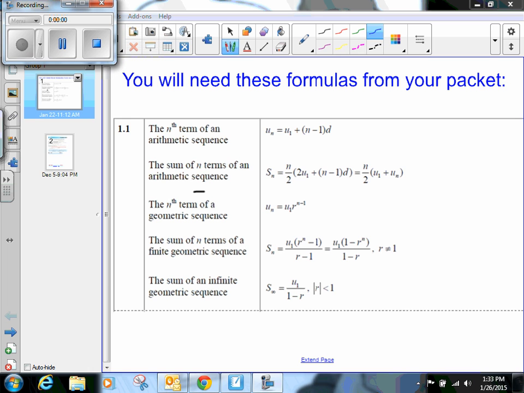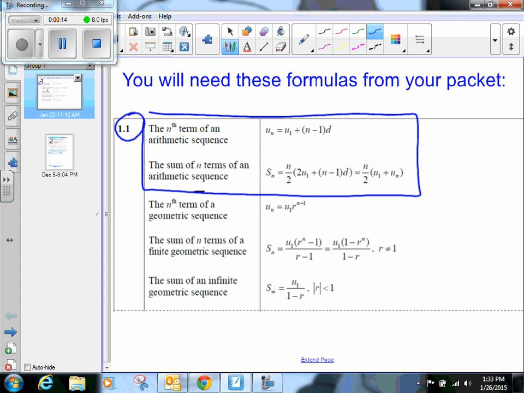So now we're going to move on to section F of arithmetic series. With the arithmetic series, we have two different formulas in our formula packet under the 1.1. With arithmetic, these are the two that matter the most. This is the one that you've already used, finding the nth term. And then the sum is what we're going to use next.